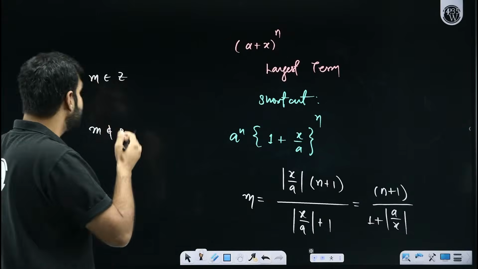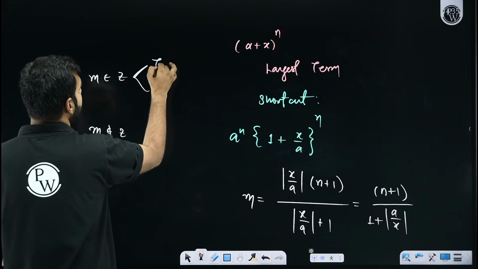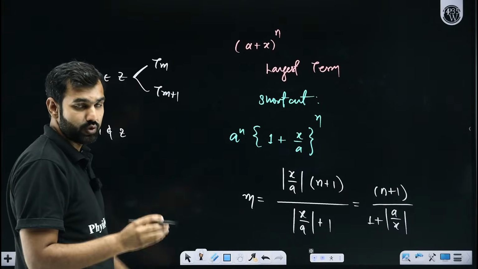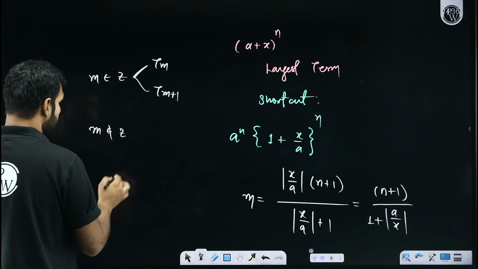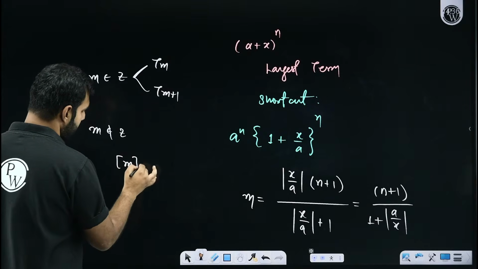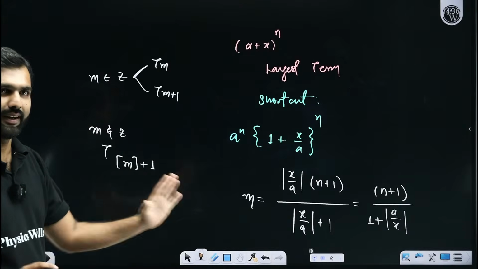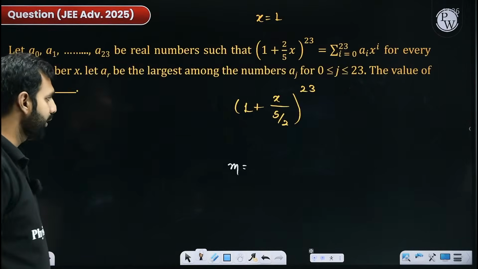So if m is an integer, we remember that the mth and (m plus 1)th terms are our greatest terms. But if m is not an integer, we find GIF of m, and the (GIF of m plus 1)th term is our greatest term. Do you remember that whole logic, the entire shortcut? So that logic I'm going to apply here.